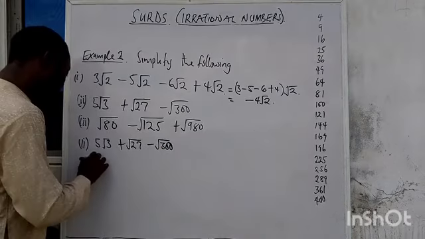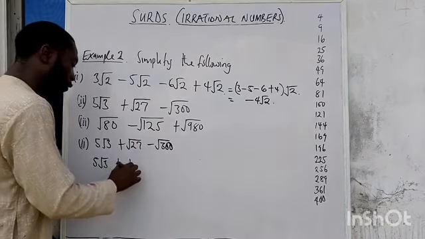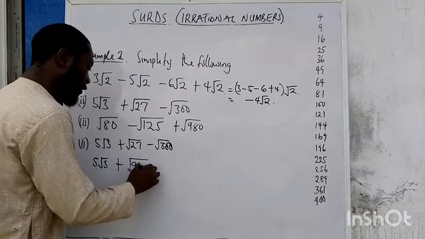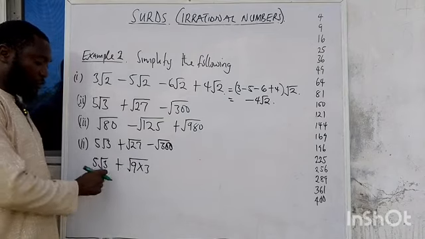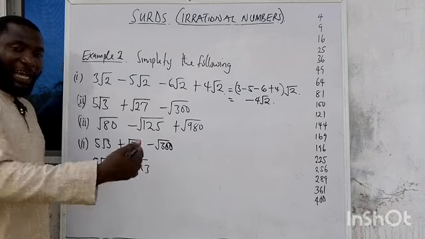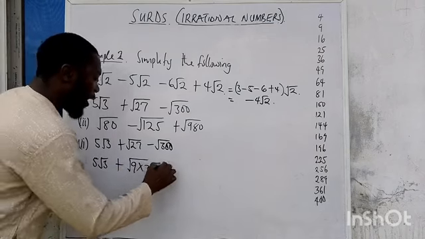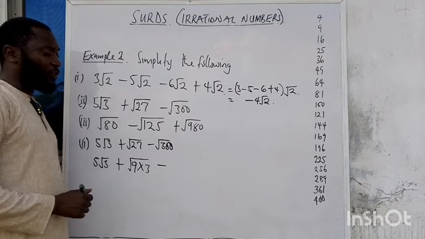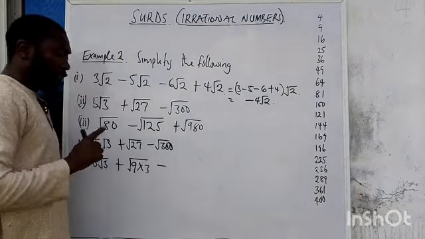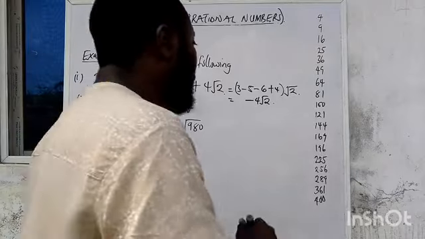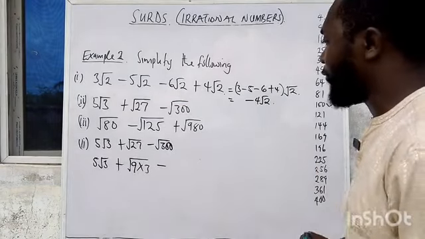So now we have 5 root 3 plus, this becomes square root of 9 times 3. 9 times 3 is 27. Why do we need to express this? We want to reduce it to simple form so that we can check if we can add or find a difference, or if it's not possible. Now, minus square root of 300. The factor of 300 as a perfect square is 100. Yes, 100 is a factor. 25 is a factor, 4 is a factor. So we have like 3 factors.